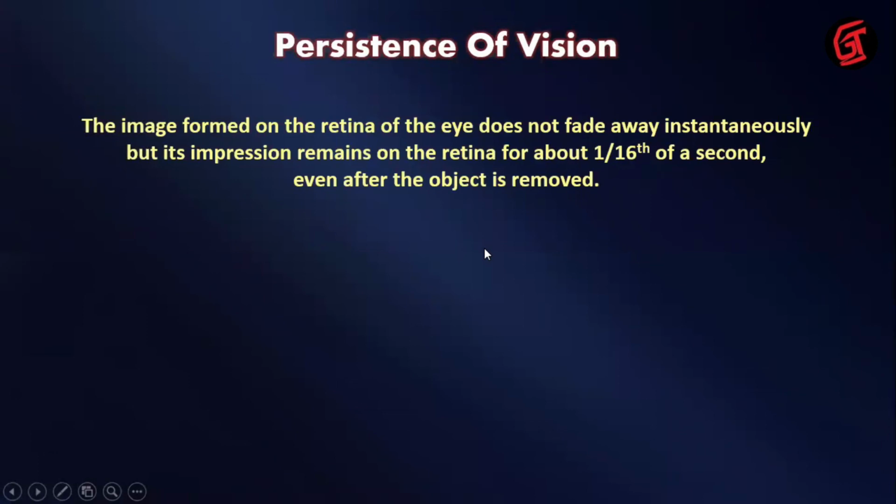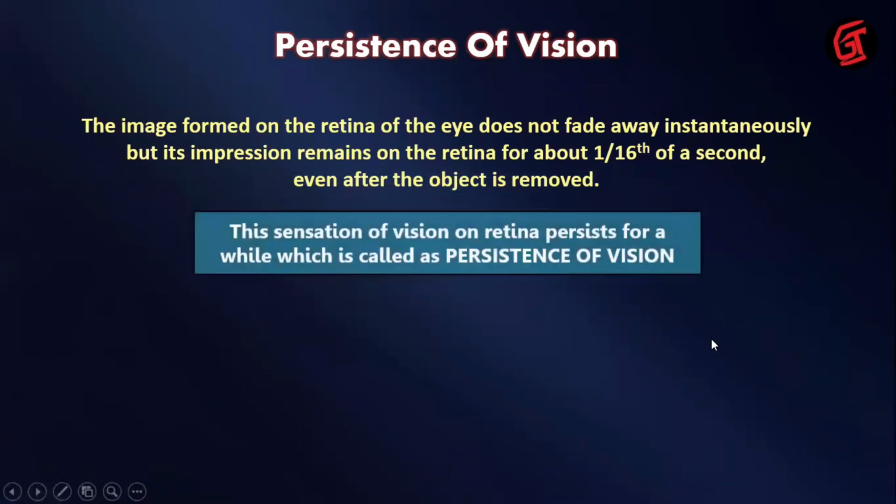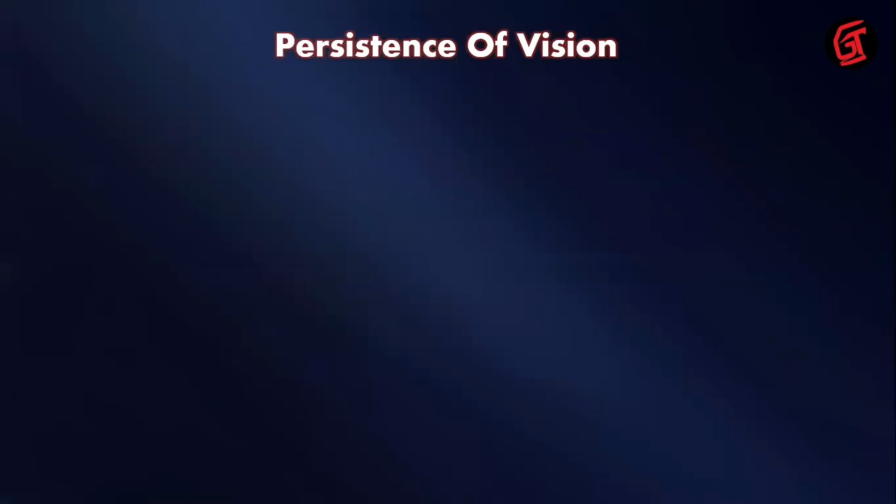Image formed on the retina of an eye does not fade away instantaneously, but its impression remains on the retina for 1/16 second, 16th of a second. Matlab, now suppose suddenly you see something passing through your vision, even it has gone, that image remains in your retina for 1/16 second. Okay, and that image, it is saved in your brain, so you will be able to save it because of your optic nerve, even after the object is not in front of you. This sensation is called as persistence of vision.